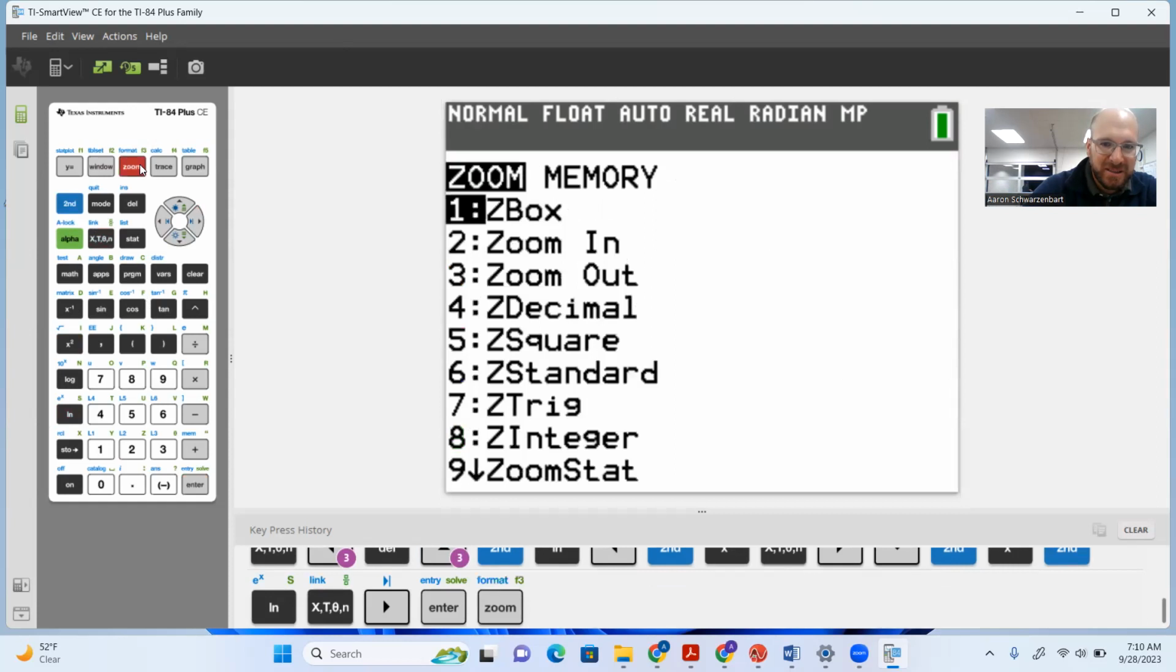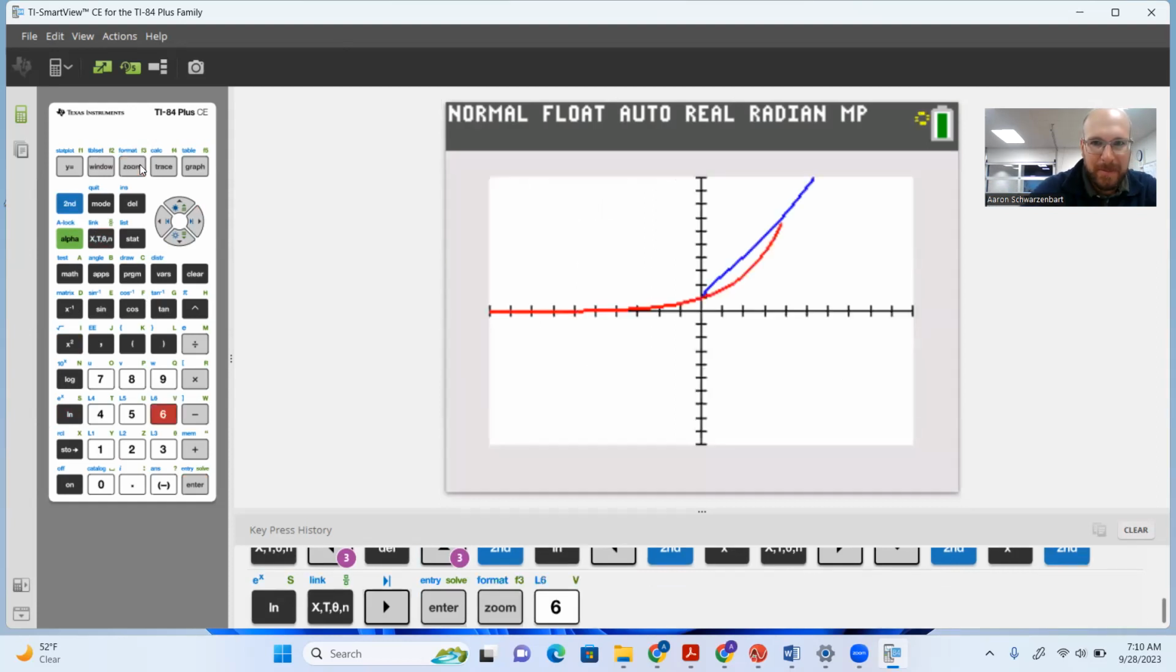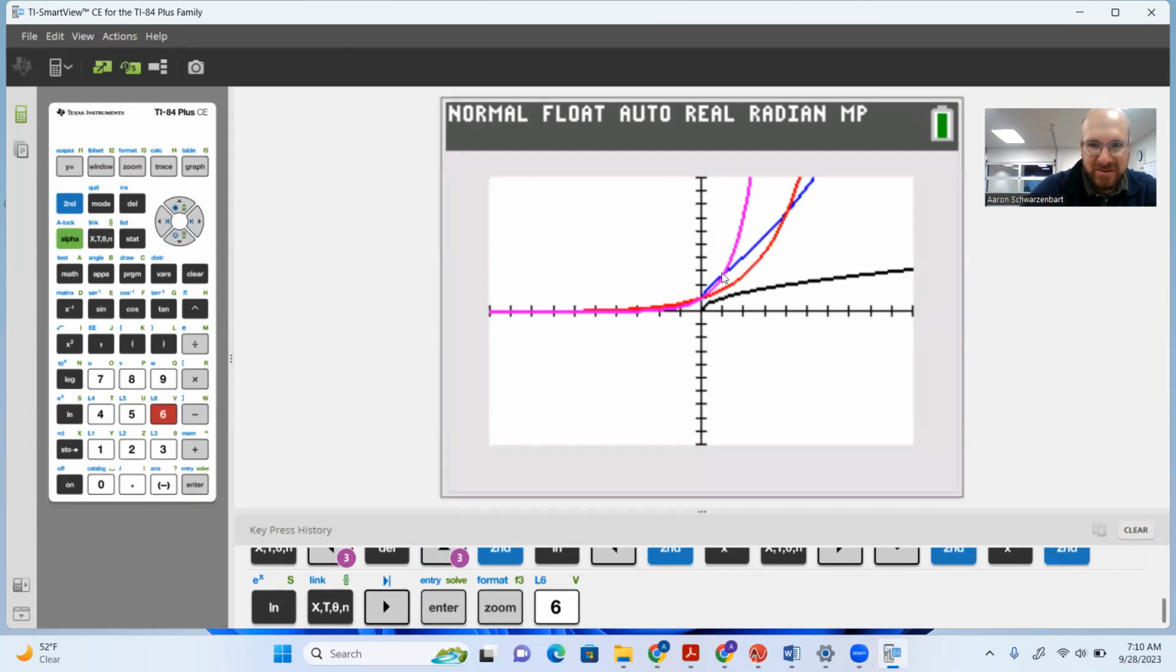I want to get back to a standard zoom, so I'm going to do zoom 6. So our originals were the black one, square root of x, and the purple one. And depending on the order we combine them in, square root of e to the x just looks like e to the x, but it grows slower. E to the square root of x looks kind of more like a combination. It's kind of like the square root. It's starting to curve up. Square root grows slowly, but the exponential power grows faster.